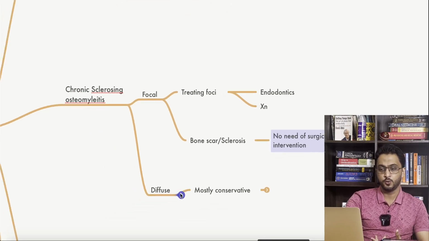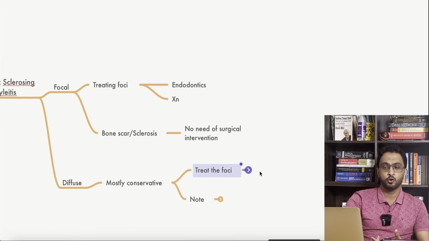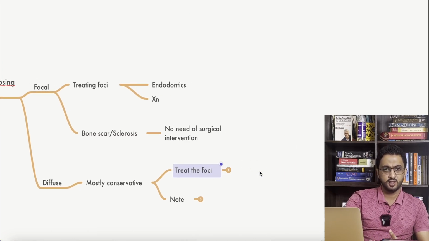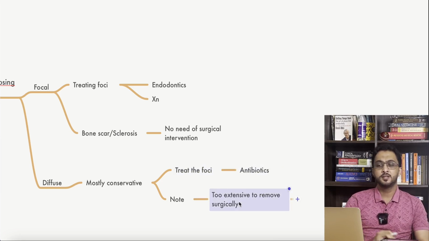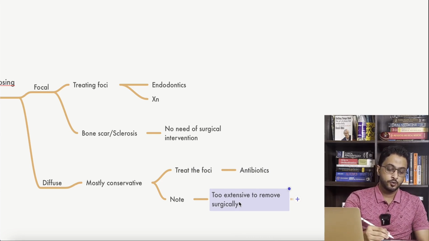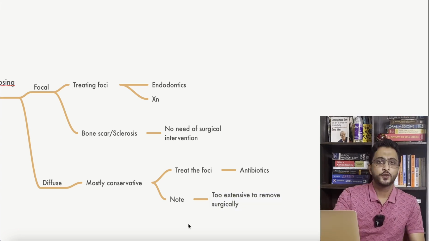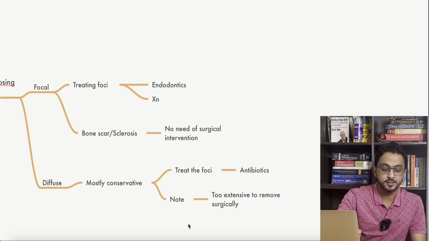Diffuse is very diffuse, so you can't go for surgical. Just treat the foci. If there is periodontitis or anything, treat that. Give antibiotics, and please note, too extensive to remove surgically. So that's one point to note. I'll write it down here in another color: surgical is a question mark. That's a key point there.